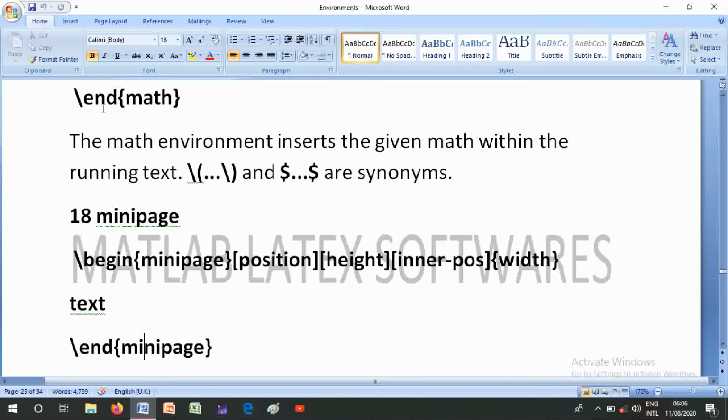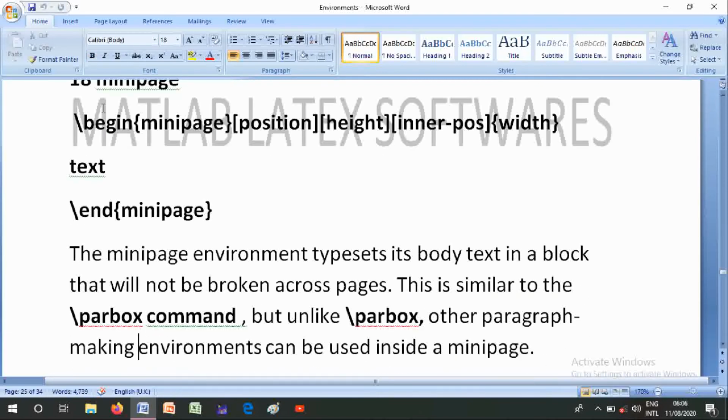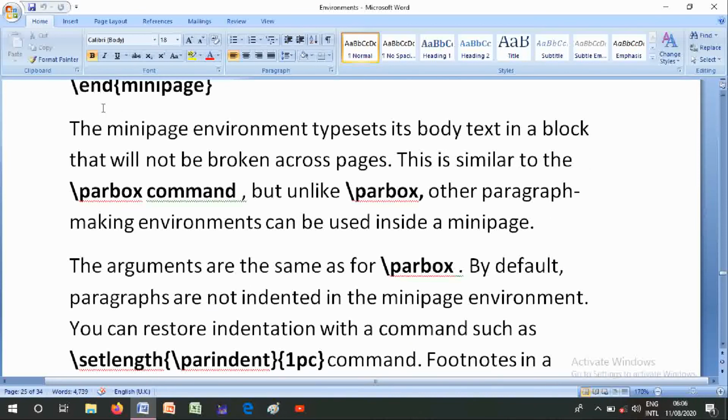Number 18 is minipage: \begin{minipage}[position]{width} text \end{minipage}. The minipage environment typesets its body text in a block that will not be broken across pages. This is similar to the \parbox command, but unlike \parbox, other paragraph-making environments can be used inside minipage. The arguments are the same as for \parbox.